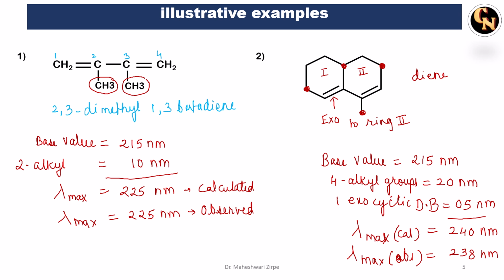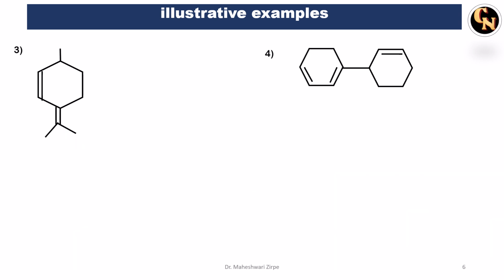Let us see the next one. Now the next example you can see on the screen, there is a diene. You can find the diene system is there, double bond, single bond, double bond. Again there is one double bond which is exo to the ring. So let us start writing. First of all we'll write the base value and it remains the same. The base value is 215 nanometers.